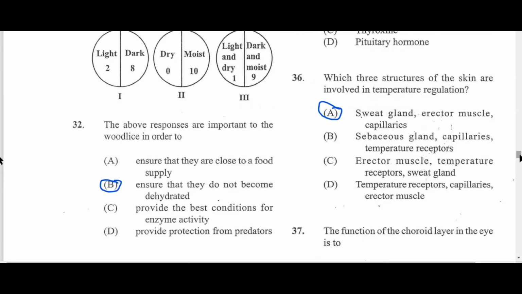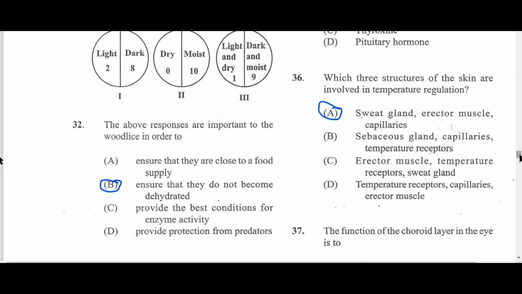36. Which three structures of the skin are involved in temperature regulation? Now the sweat gland is going to be a part of this because sweat is leaving the body with heat. Then the erector muscle, which controls the hair follicle on the skin, and of course you know the hair will stand to trap air on the skin, or it will lower pretty much just to keep the skin cool. Then we have the capillaries, which will flow close to the skin if it's hot and deeper down into the skin if it is cool. So my answer for 36 is going to be A.